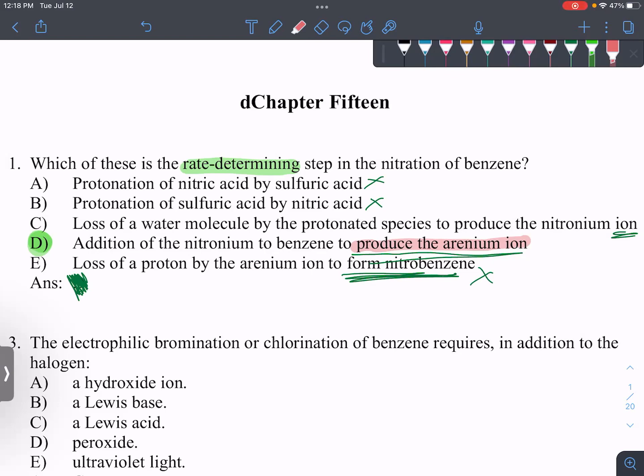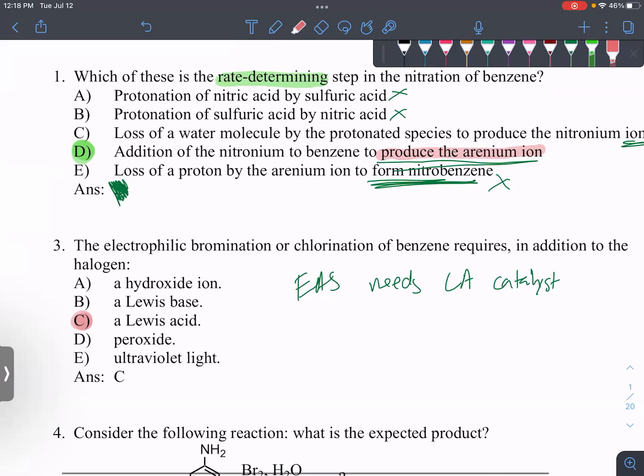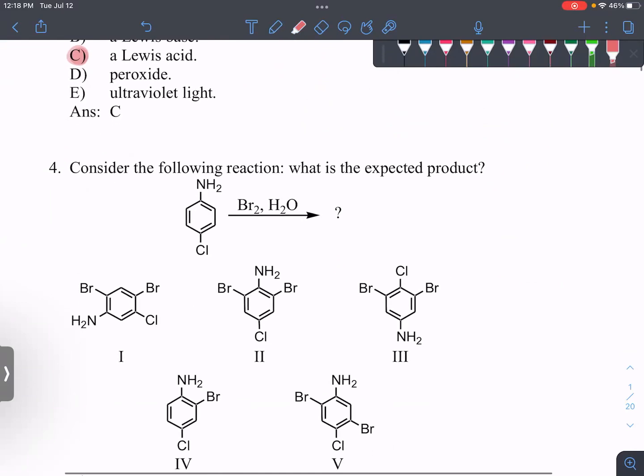Is it C? Yes. So every EAS, the bromination and chlorination is a type of electrophilic aromatic substitution. All of those reactions require a Lewis acid. So all EAS needs a Lewis acid catalyst. So that would be C. The rest is just junk because when did we ever talk about that stuff in chapter 15? Okay, number 4.